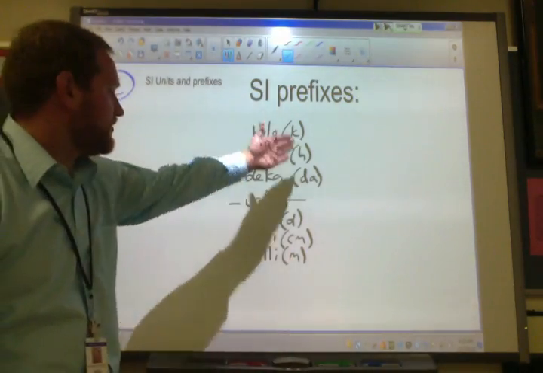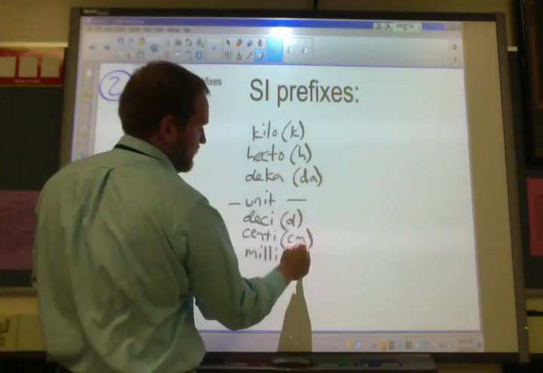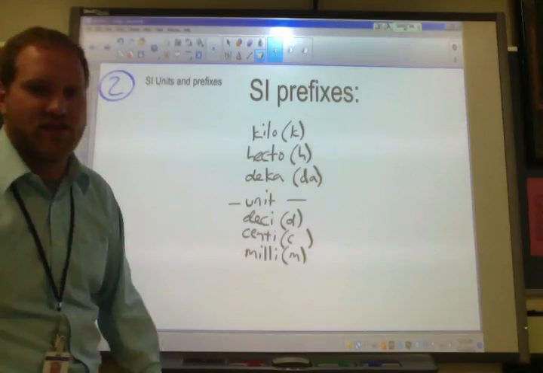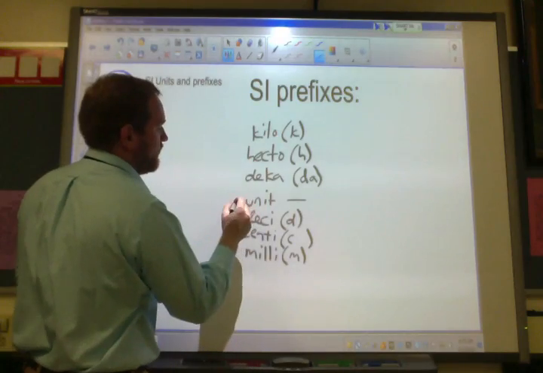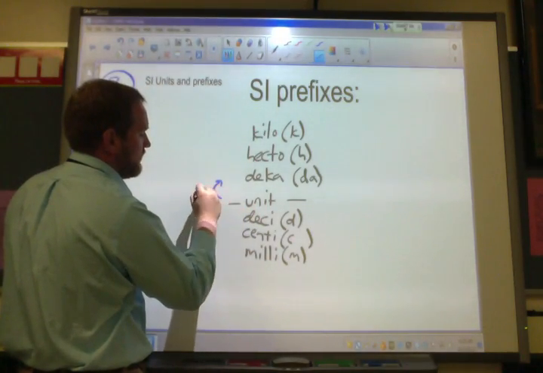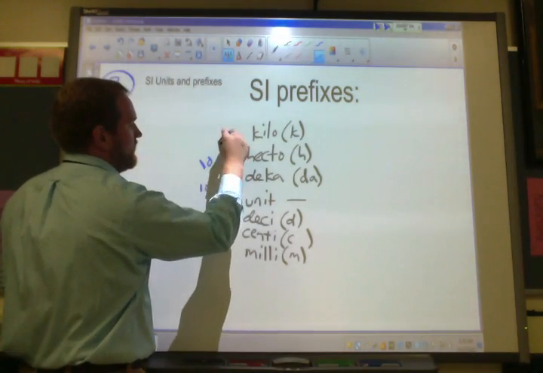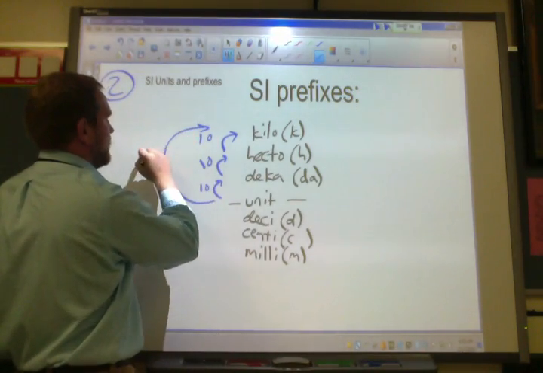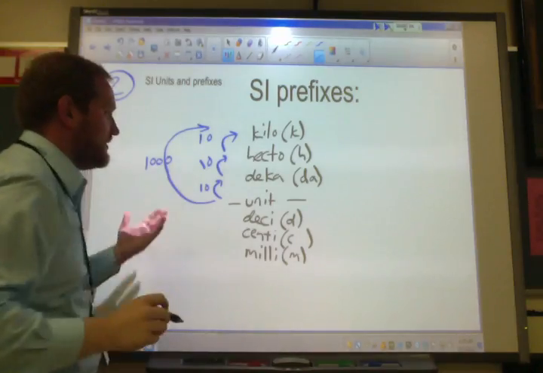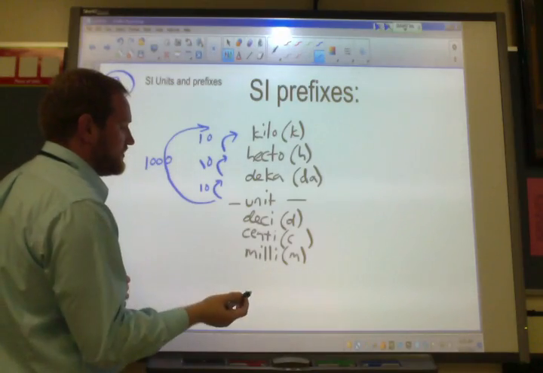Okay, so these are your prefixes. Centi is just c. You commonly see centimeter. So once again, these are your basic prefixes. So every time we go up, that's 10 times, 10 times, 10 times. So therefore, to go from your regular unit to your kilo is 1,000 times. 1,000 meters in a kilometer, 1,000 grams in a kilogram.